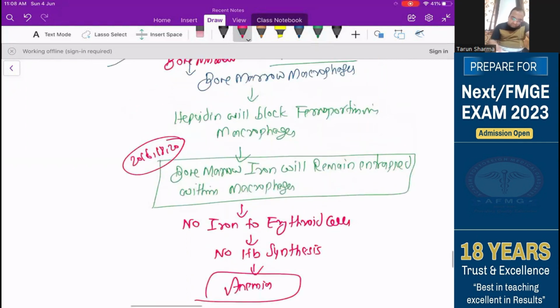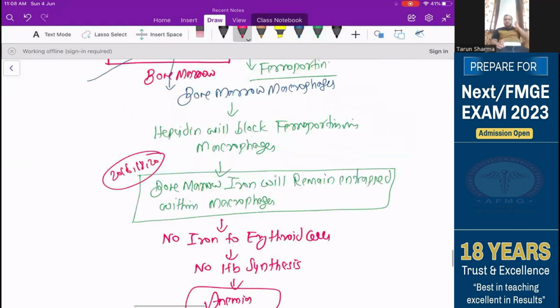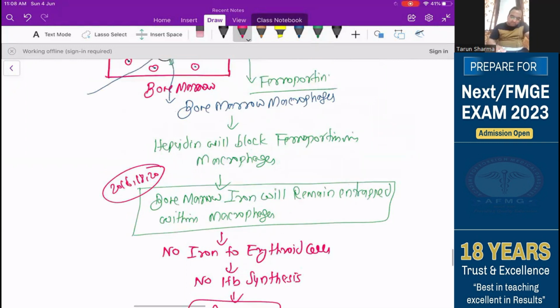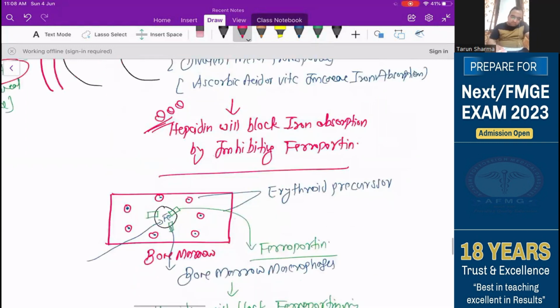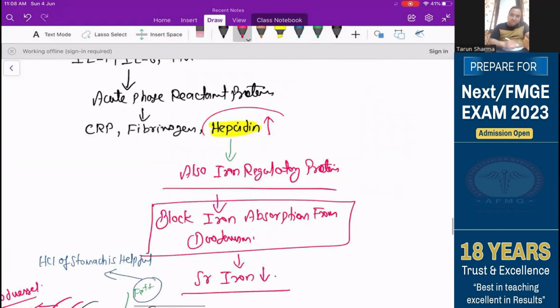But the question will be this one. So there are three important questions which are related to anemia of chronic disease. First question, which is the important molecule for the pathogenesis of anemia of chronic disease? The answer will be hepcidin, which is the most important protein in anemia of chronic disease that is going to lead to anemia. So this is the most important molecule, that is hepcidin. So this is the first question.